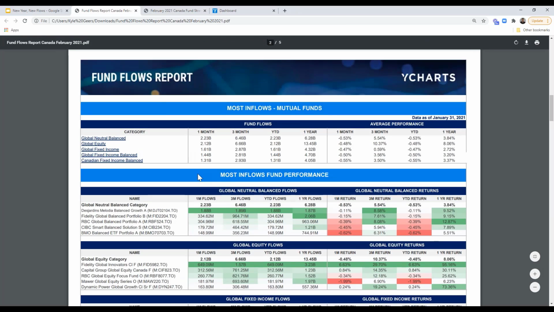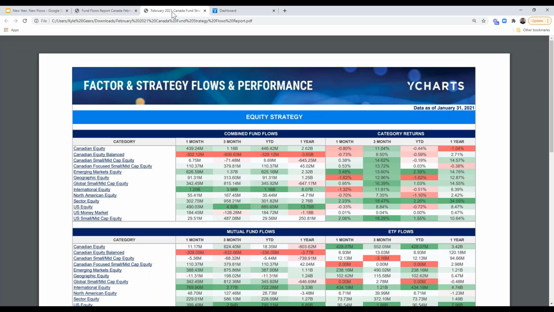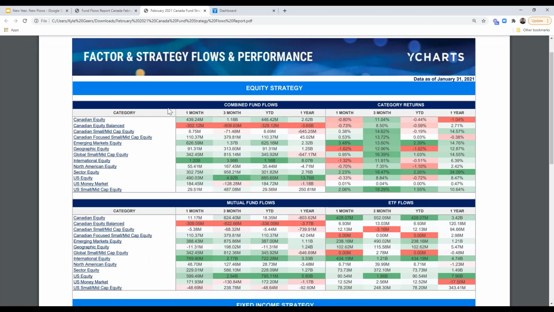The other downside to this report is the fact that you only have a specific amount of categories, where you might want to take a step back and have a better overview of all the equity and fixed income categories. Well, good news on that front. We actually developed a newer report that covers specific factors and strategies. So this report, like I said, is more of a high-level overview of all of the different categories across the board in equity and fixed income. So this report gives you just that.